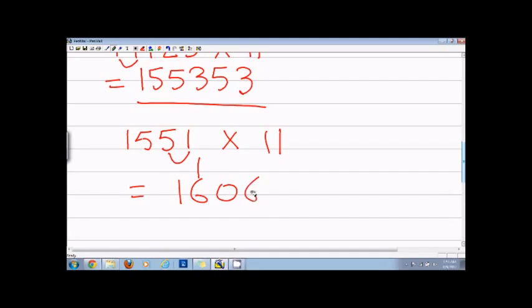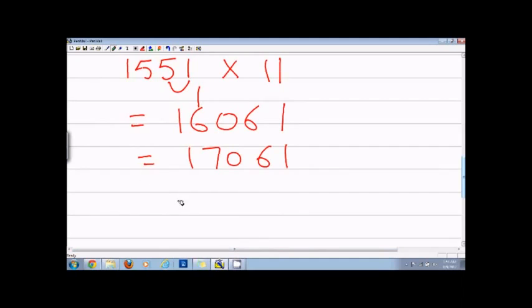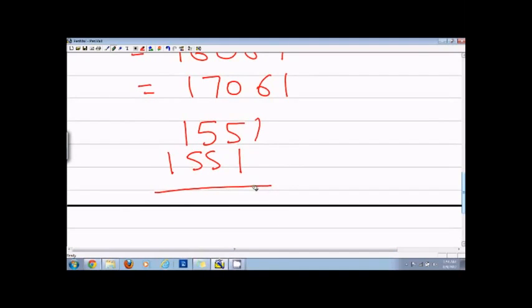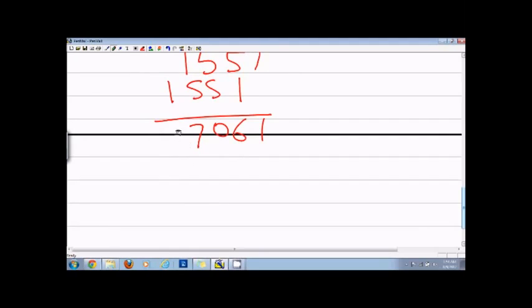So the answer will be 6061. Am I correct or not? Let's try to do it again. So we say 551 and then 551. If I add them together, that will be equal to 1, 6, 10, 1, carry on, so it will be 6 and 1. So see, the answer is the same.